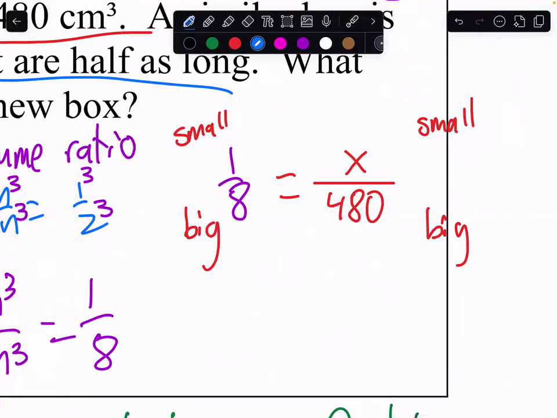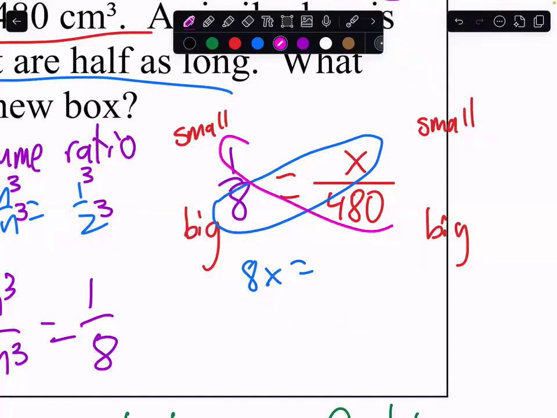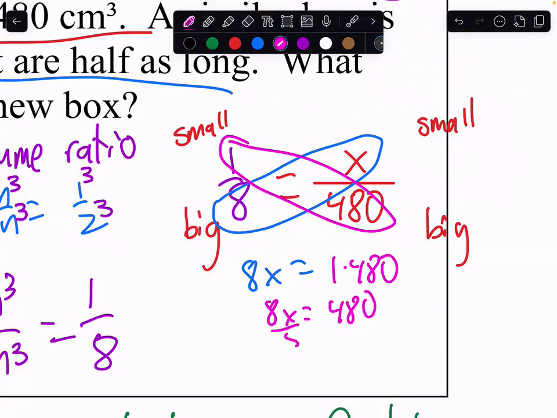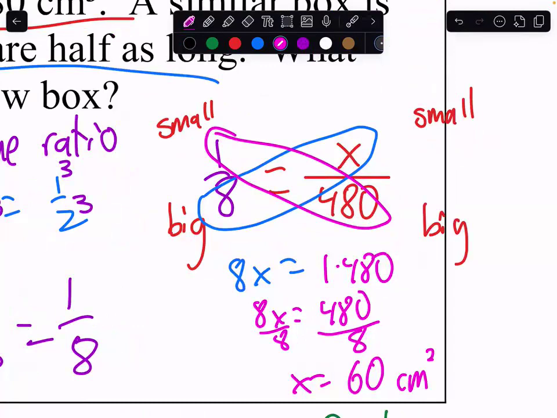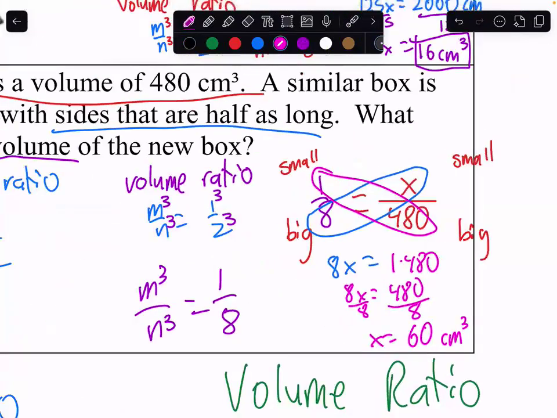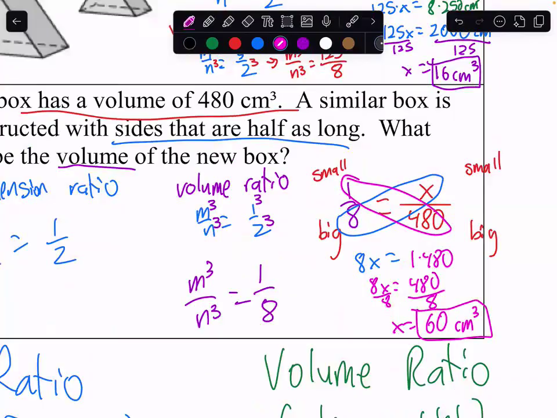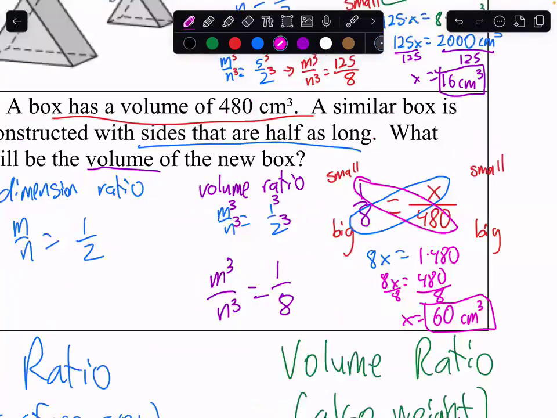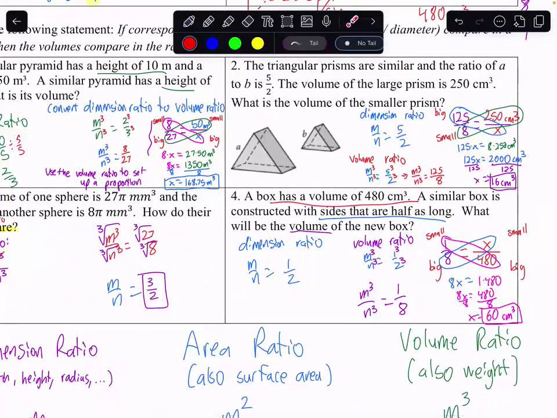Okay, and now we can cross multiply. All right, so again, sometimes you're asked for just the ratio. Sometimes you need to take that ratio and set up a proportion to solve for an individual measurement.